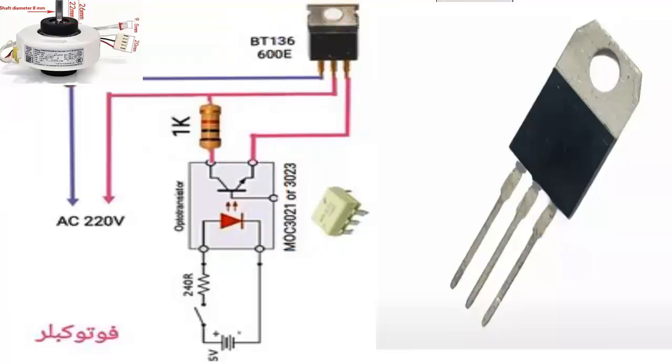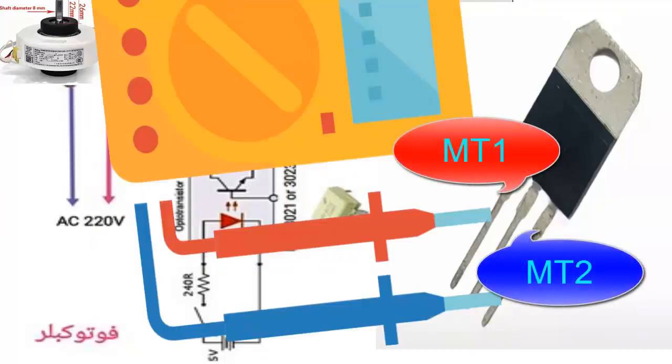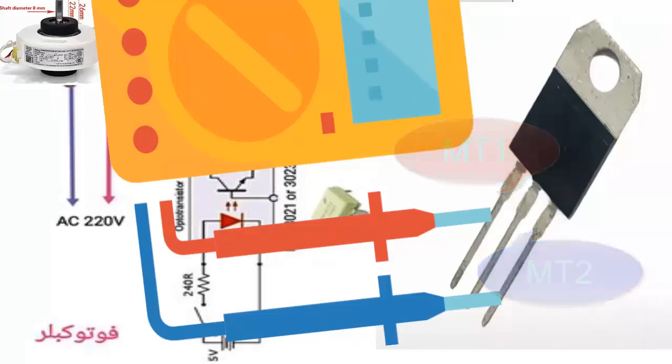E. Connect, for example, the positive, red, cable of the multimeter to the MT1 terminal of the Triac, and connect the negative, black, cable of the multimeter to the MT2 terminal of the Triac. F. You should measure infinite resistance, because the Triac is not activated, indicating that there is no continuity between MT1 and MT2.